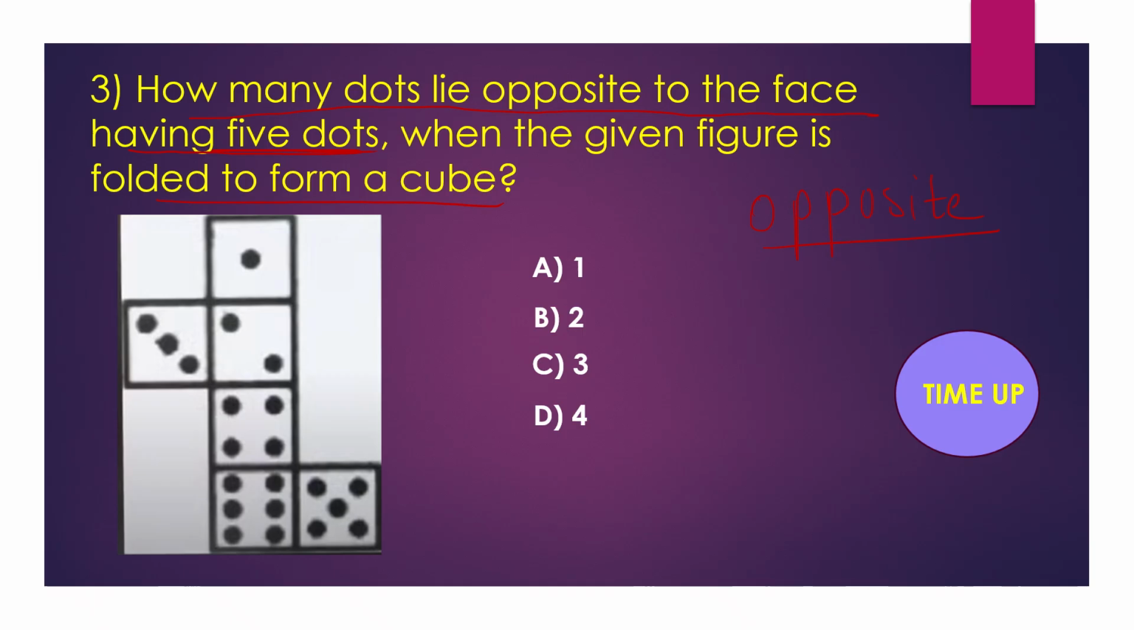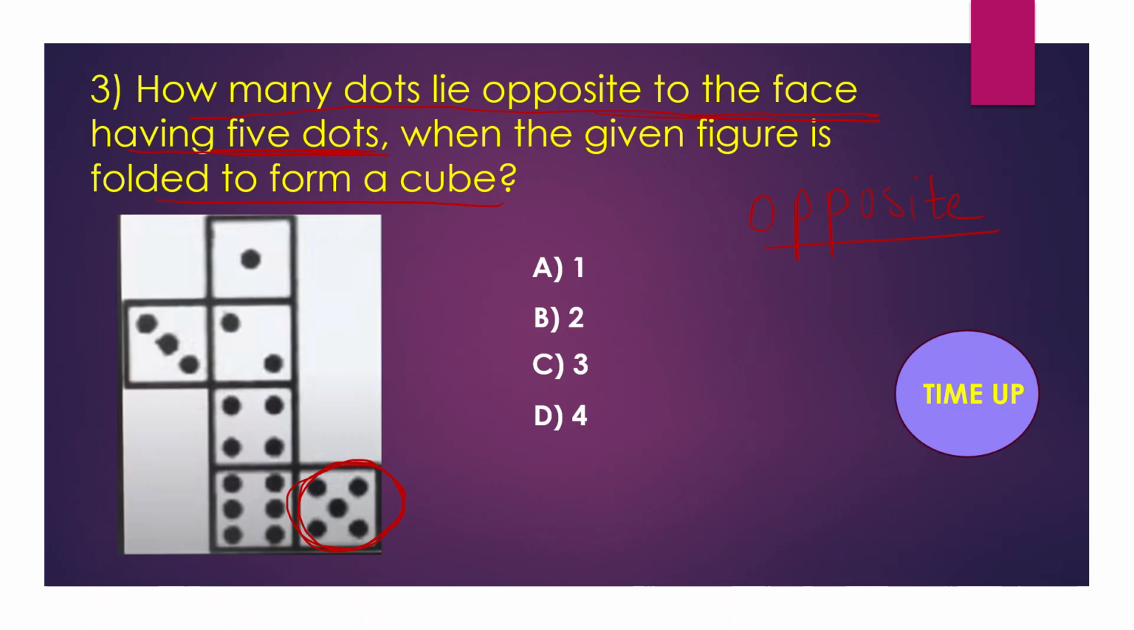So what they have said, opposite to the face having 5 dots. 5 dots. So where are 5 dots? Here. So what is the opposite of 5 dots? Just now I have showed all the examples of the open cube, or sorry, open dice. Correct? Same thing it is.